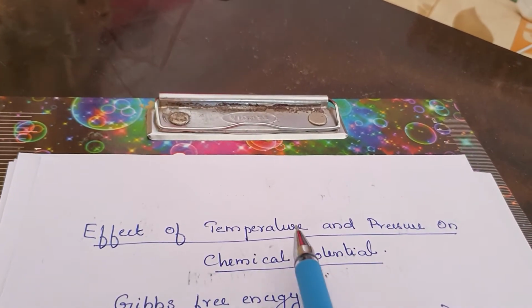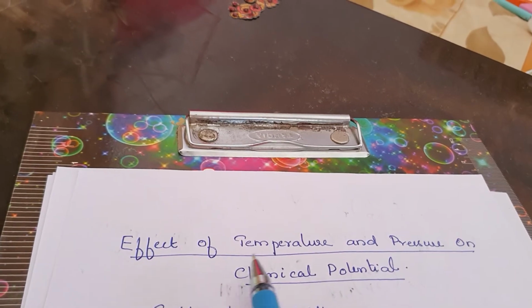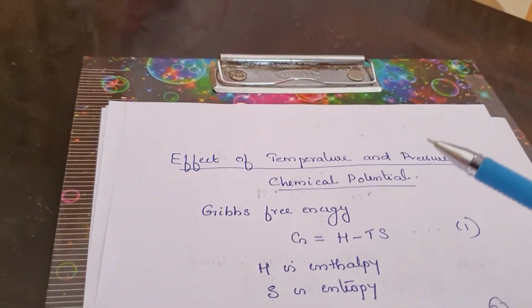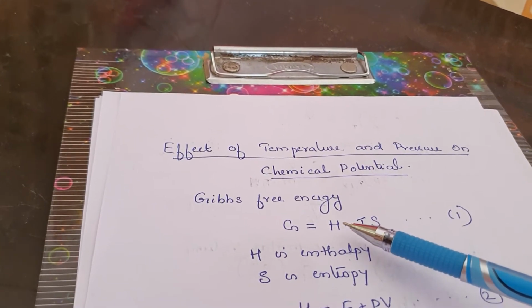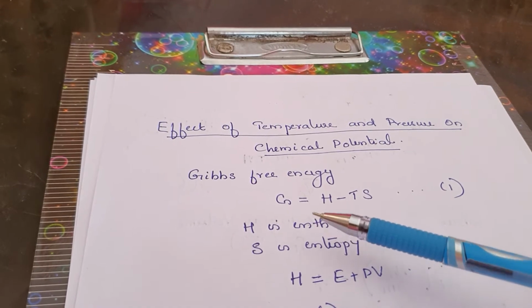Now we'll see the effect of temperature and pressure on the chemical potential derivative. This is only the variation of temperature and pressure on chemical potential. We'll start from the Gibbs free energy definition. What was the Gibbs free energy definition? Does anybody remember? Tell me.